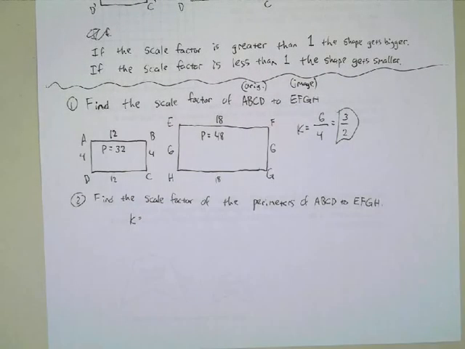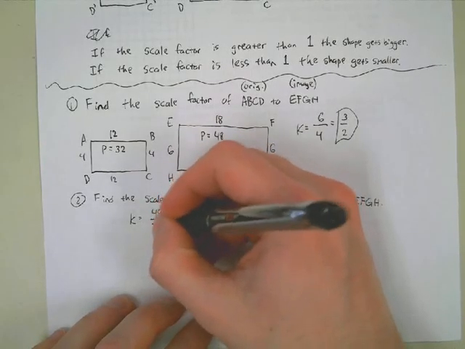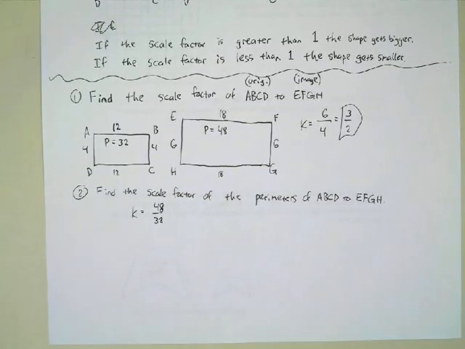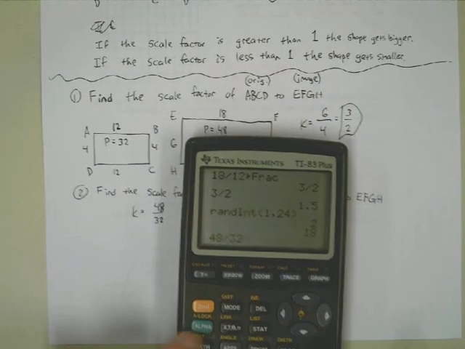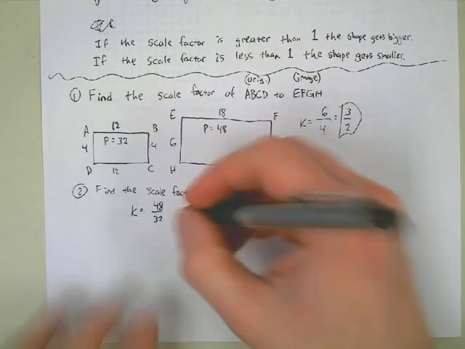48 over 32. You got it. Very good. Now, those are two big numbers, but they do simplify, right? So 48 divided by 32, math, enter, enter. Look at that. 3/2. Where do we see that 3/2? That's the scale factor of our sides.